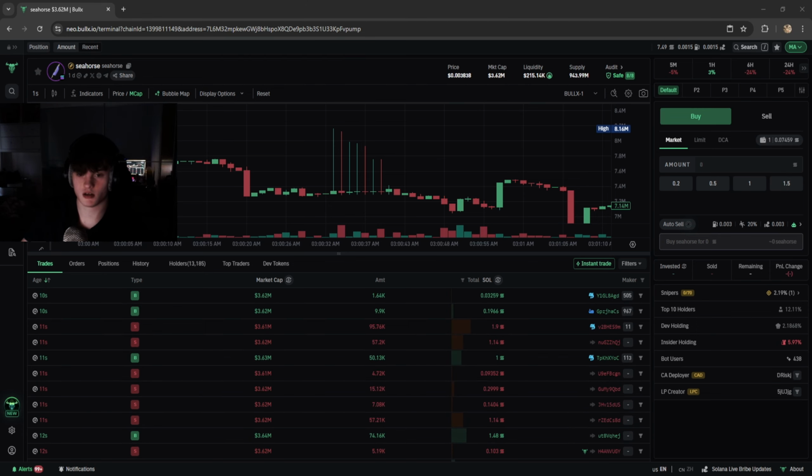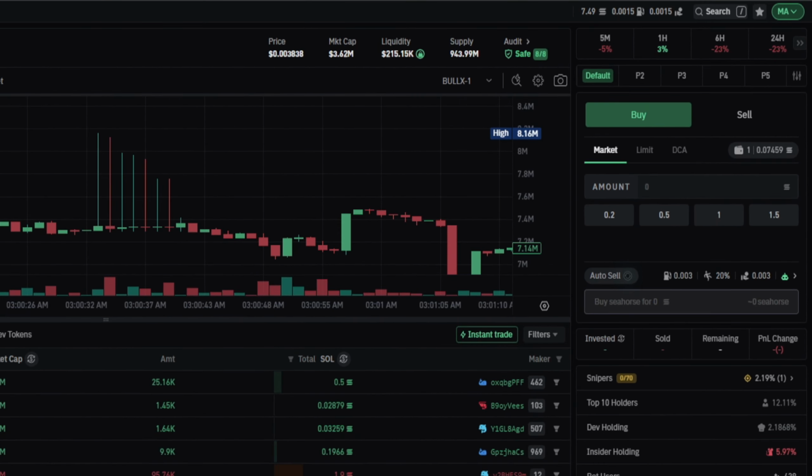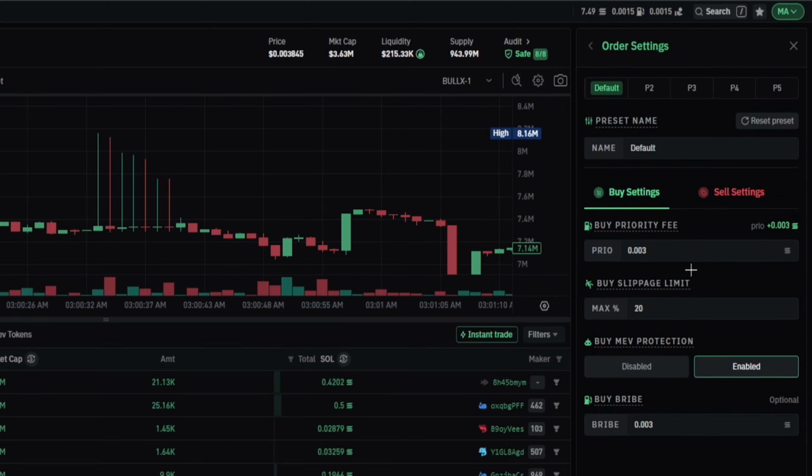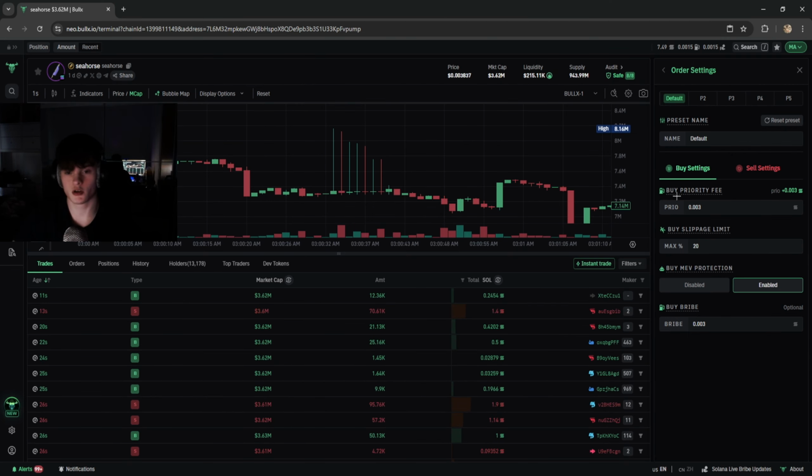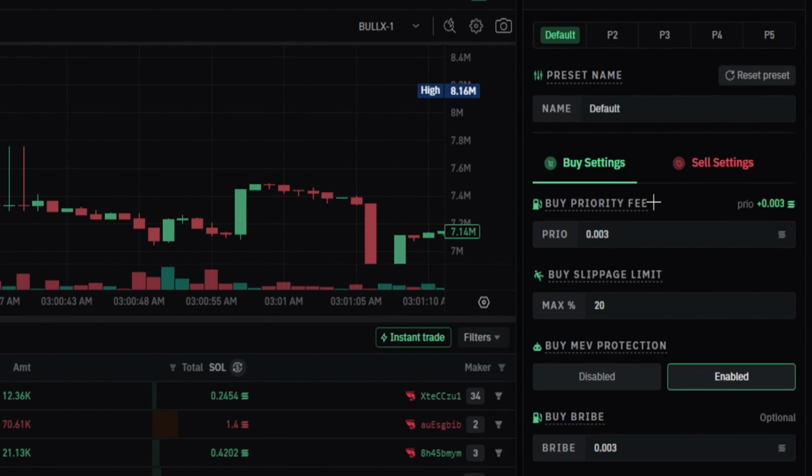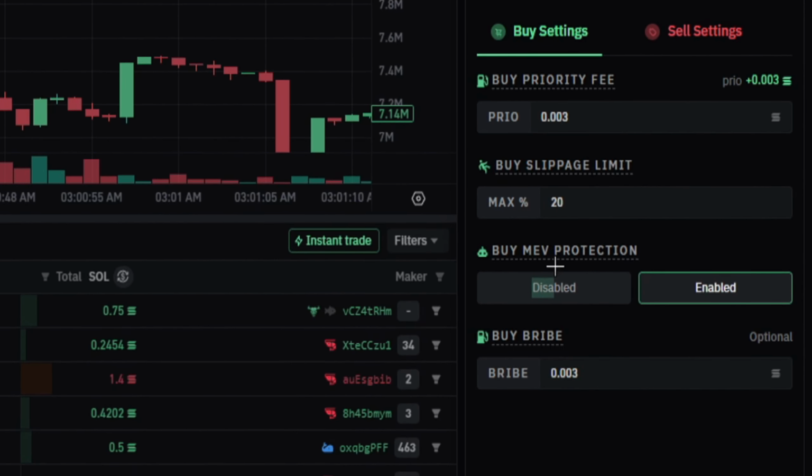So the first thing is, obviously if you don't know, you just come here on a token, click on a token, and click this bit. This pulls up the settings menu. This is where you can change buy and sell settings, your sell priority, slippage, MEV, right?